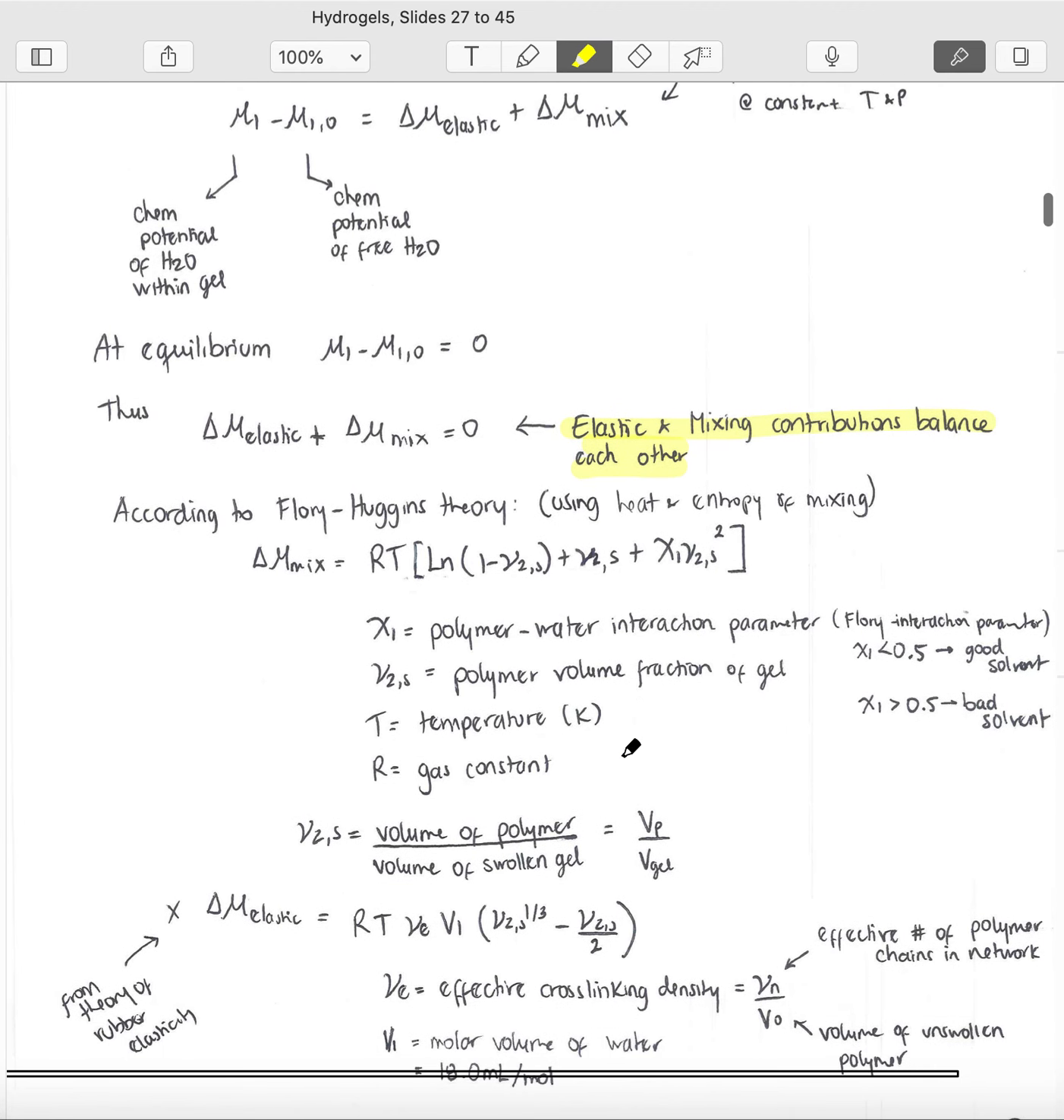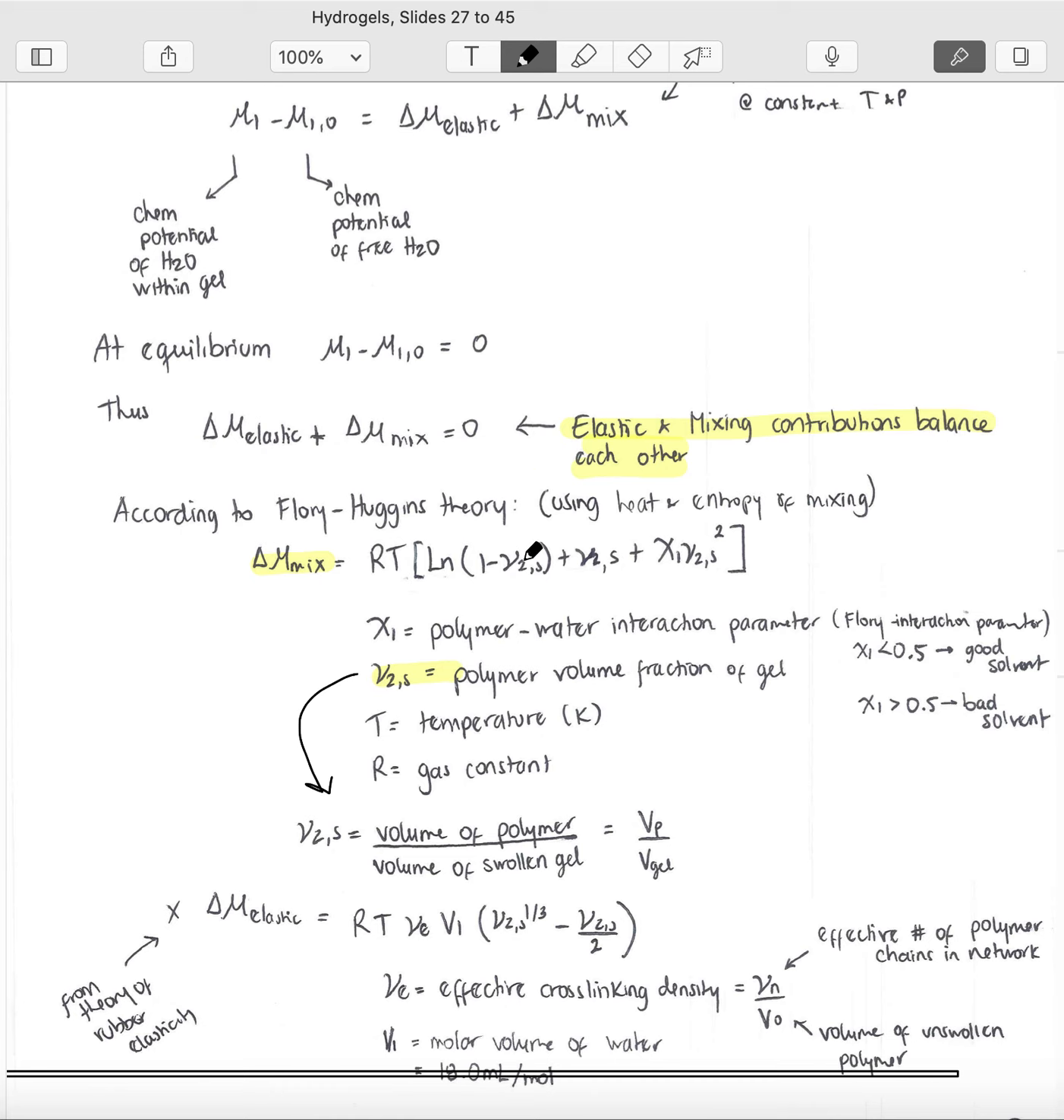And the next part is the equations that have been derived in order to calculate the chemical potential associated with mixing or with the elastic component of the hydrogel. So for mixing, we have this equation that says that the change in the chemical potential associated with mixing is going to be equal to R, which is the gas constant, times T, which is the temperature in degrees Kelvin, times this parenthesis that includes the natural log of 1 minus nu 2s, where that is the polymer volume fraction of the gel, which is calculated by this equation down here, which basically means that we're going to be taking the volume of the polymer divided by the volume of the swollen gel, or Vp divided by V of the gel, and that's something that can be experimentally determined.